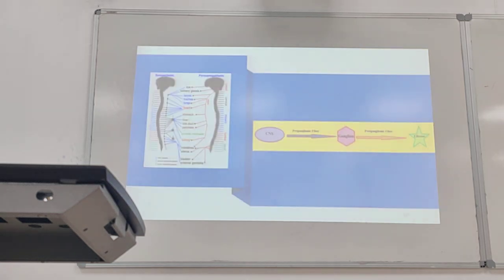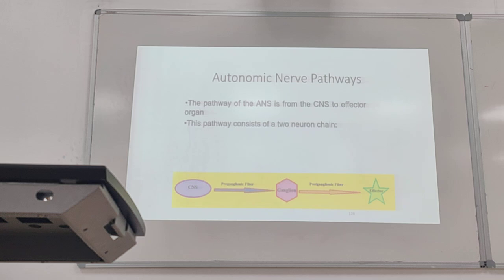So I told you the autonomic nervous system is made up of a ganglion, a preganglionic fiber and a postganglionic fiber. The pathway of the autonomic nervous system is from central nervous system to effector. This pathway consists of a two neuron chain, yani preganglionic fiber and postganglionic fiber. This is called autonomic nerve pathway. And we will discuss the difference between the two.